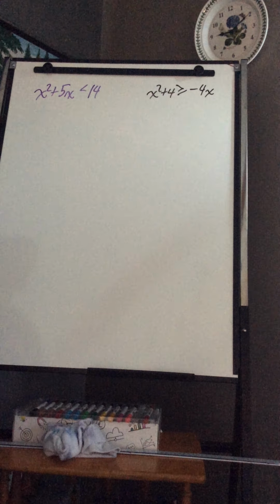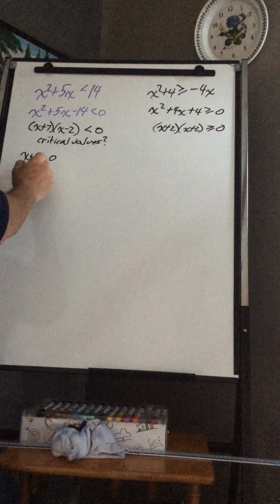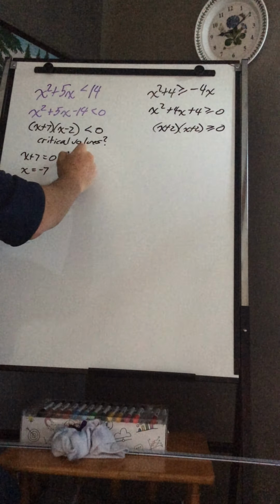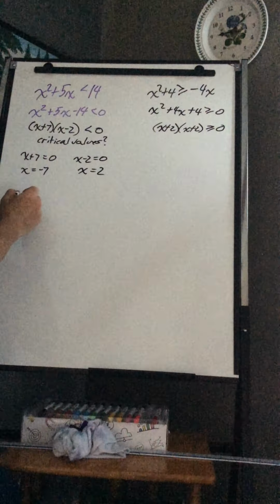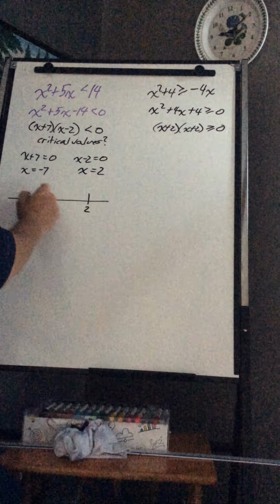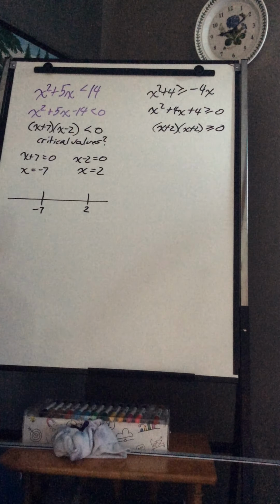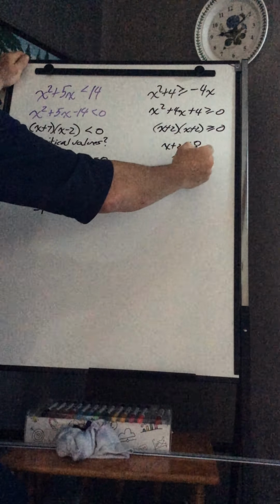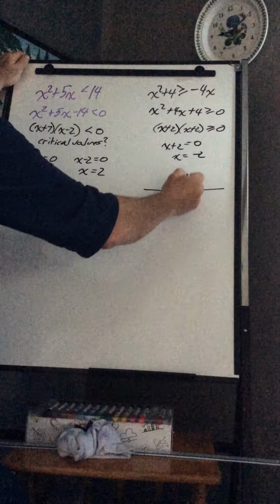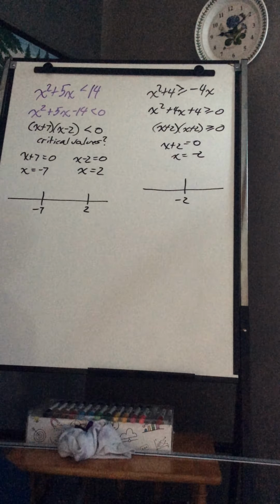Now this is where we make use of our sign diagram. So we're going to take this and find our critical values. Here I have x plus 7 equals 0, so x equals negative 7. That's one critical value. And the other one, x minus 2 equals 0, so x equals 2. So my sign diagram has 2 and negative 7. Over here, I don't have to do them both, I can just do one. x plus 2 equals 0, so x equals negative 2. In this one, I just have negative 2, so it's going to be the same above or below the line in this case.